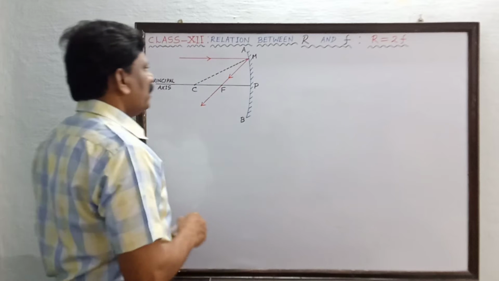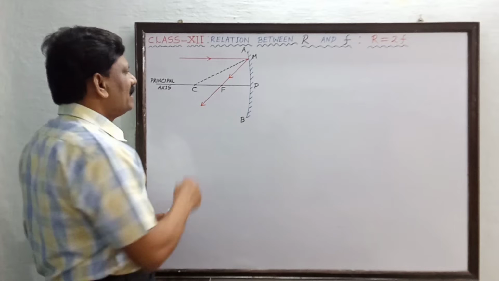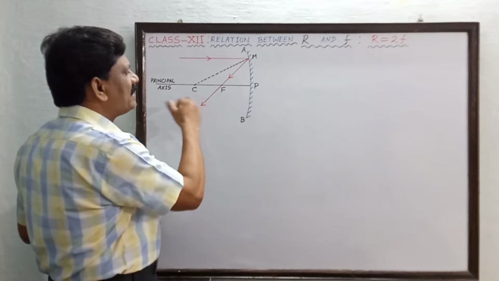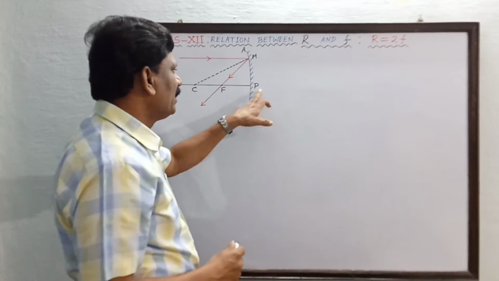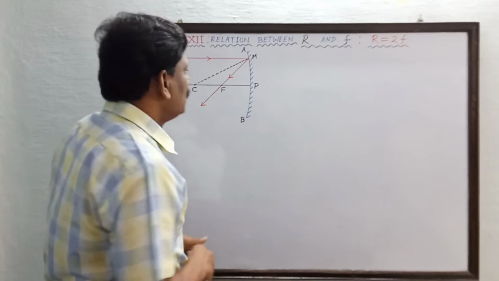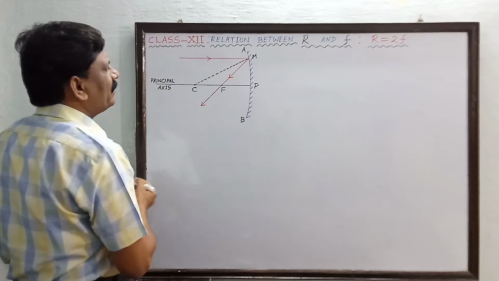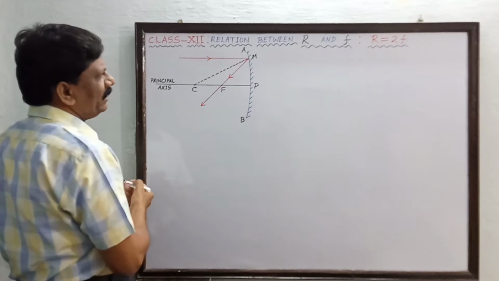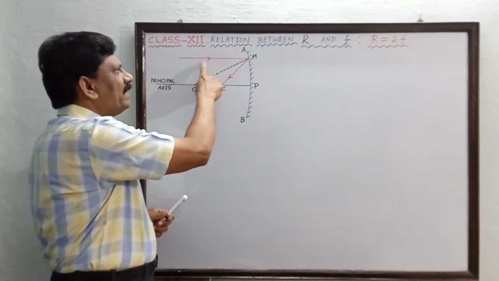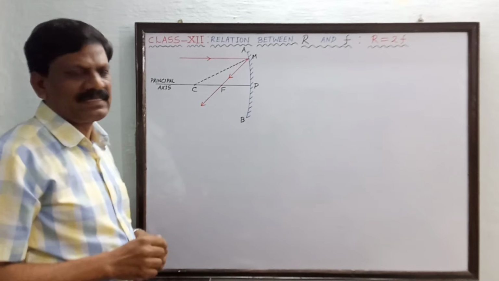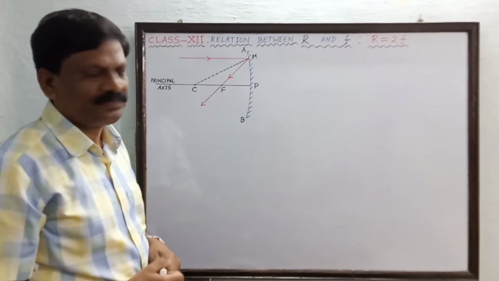Okay. Now draw a straight line, namely principal axis, which passes through the center of curvature C, then the principal focus F and the pole of the mirror P. Then you take one incident ray. So I have taken a ray which is parallel to the principal axis. So the incident ray is now parallel to the principal axis. It is incident at a point M on the mirror.